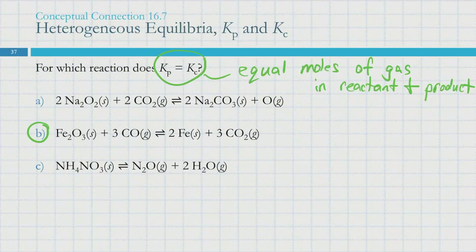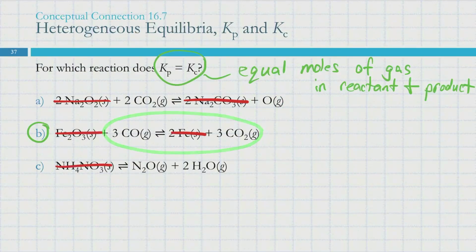So it'll help us here, especially if we got this on an exam question, just go ahead and cross out everything that's a solid or a liquid. And then look for which of these 3 options has the same number of moles of gas on both sides. In A, we've got 2 moles of gas, or 2 equivalents of gas on the left side. We've got 1 on the right side, so those are not equal. Our Kp is not going to be the same as our Kc.